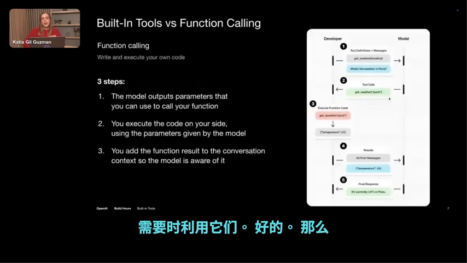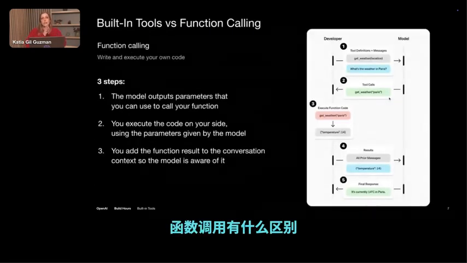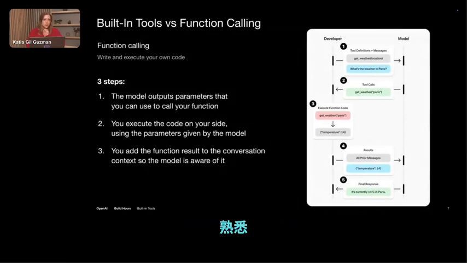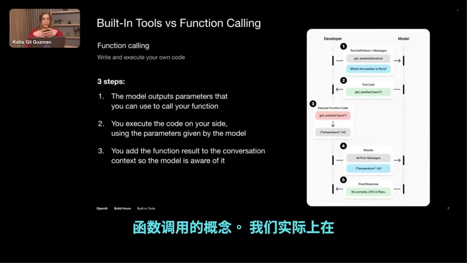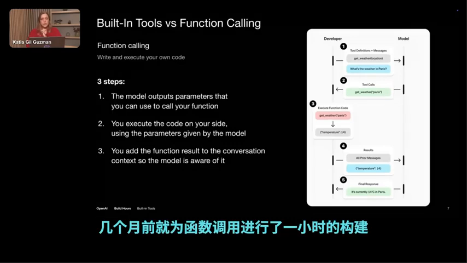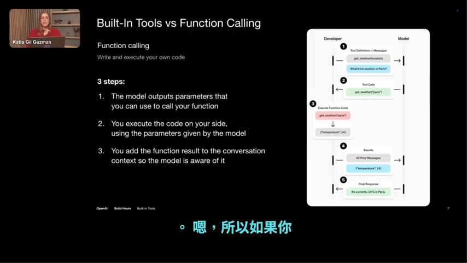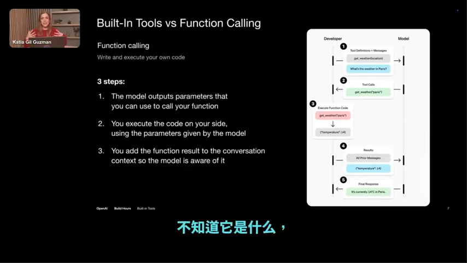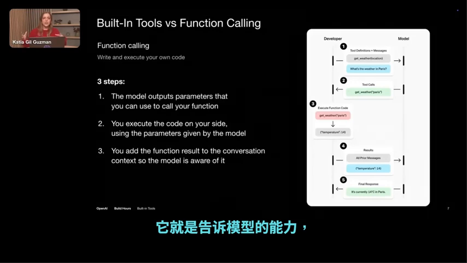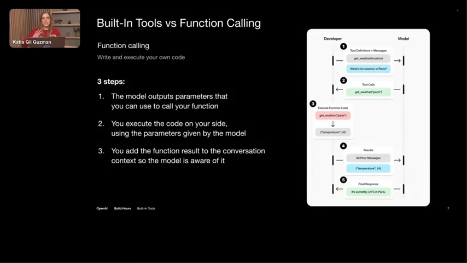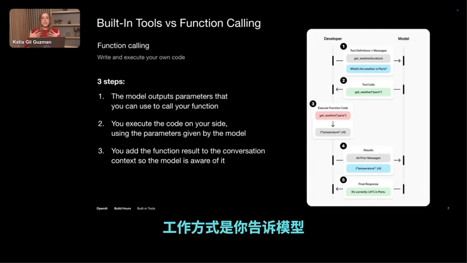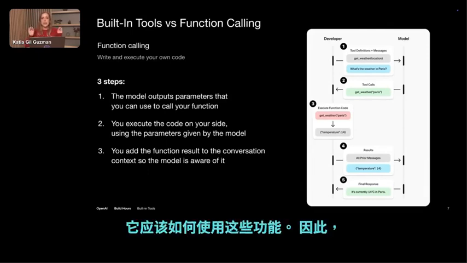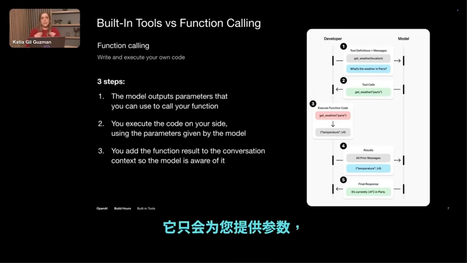Okay, so what's the difference with function calling? Because some of you might be familiar with the concept of function calling. We actually did a Build Hour for function calling a few months ago. So if you don't know what it is, really quickly, it's the ability to tell the model, okay, you can use these functions that you define in your code. And the way it works is that you tell the model how it should use this function. So it will just give you parameters that you can then use to call the functions on your side, and then you tell the model what the response is, what the result is.